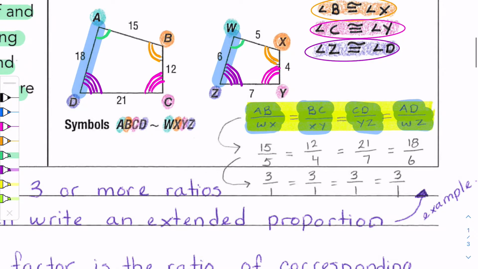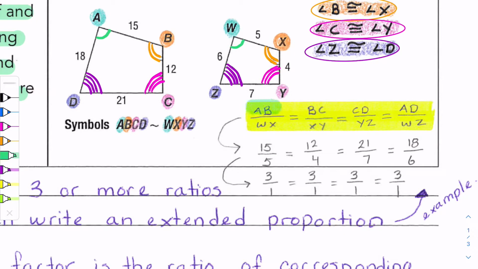Okay, if I was to substitute in the values that I gave you on all of these figures, let's take a look at the first one. So let's look at AB and WX. The side length of AB is 15. The side length of WX is 5. If we were to simplify 15 over 5, it simplifies to 3 over 1. Next, let's look at BC over XY. BC has a side length of 12. XY has a side length of 4. 12 divided by 4 is 3 over 1.